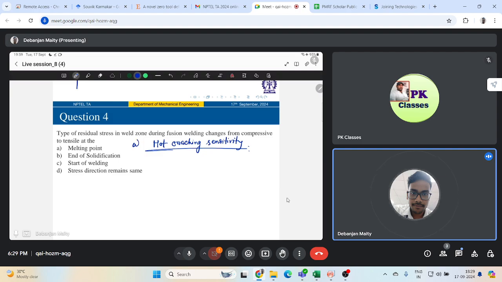Hot cracking sensitivity. What is hot cracking sensitivity, or how have previous researchers equated it? It is expressed like this: you'll have sulfur, you'll have phosphorus, and if you have some silicon in the material, then you can have some nickel.